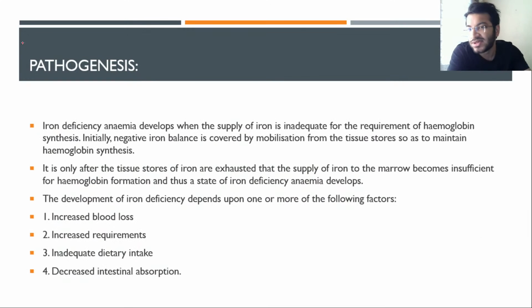Let's start the pathogenesis. So, iron deficiency anemia develops when the supply of the iron is inadequate for the requirement of the hemoglobin synthesis. Initially, negative iron balance is covered by mobilization from the tissue stores so as to maintain the hemoglobin synthesis.